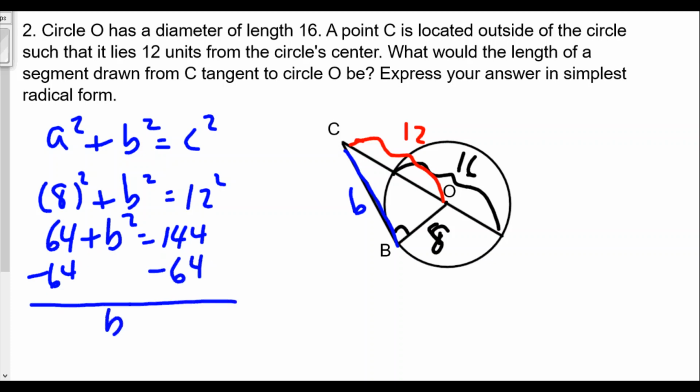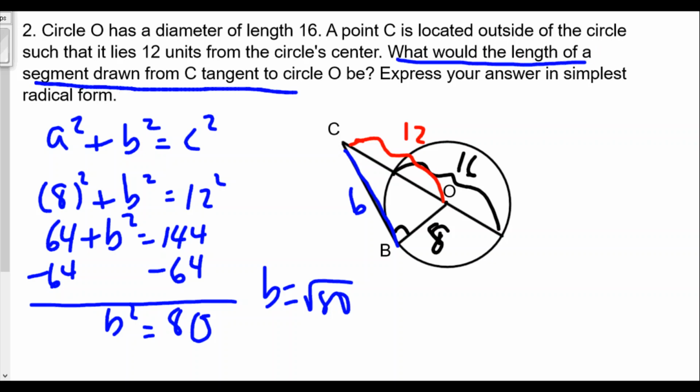and get B squared is equal to, well, this is not going to be a perfect square, instead 80. So that being the case, that means B is equal to the square root of 80. Now, again, what would the length of a segment drawn from C tangent to circle O be? Express your answer in simplest radical form.